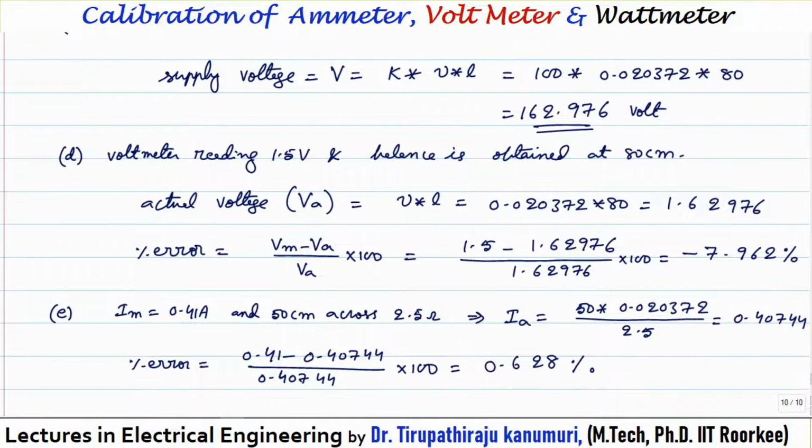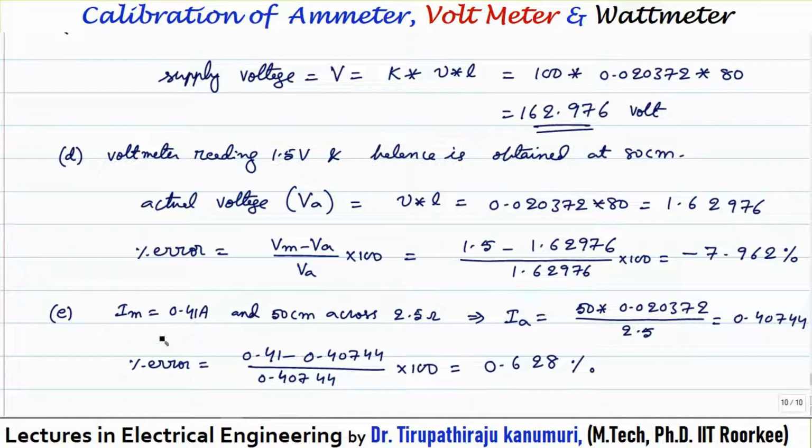Now coming to calibration of the voltmeter, it is mentioned that the voltmeter reading is 1.5 volts and balance is obtained at 80 centimeters. So the actual value of voltage will be 80 centimeters multiplied by the voltage per centimeter. This will be equal to 1.62976. Percentage error will be measured value minus actual value, divided by actual value, into 100. This we have already seen in the error analysis. When you substitute, you will get minus 7.962 percent, because the measured value is less than the actual value.